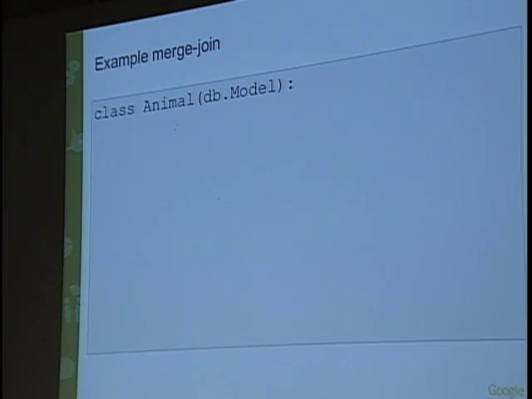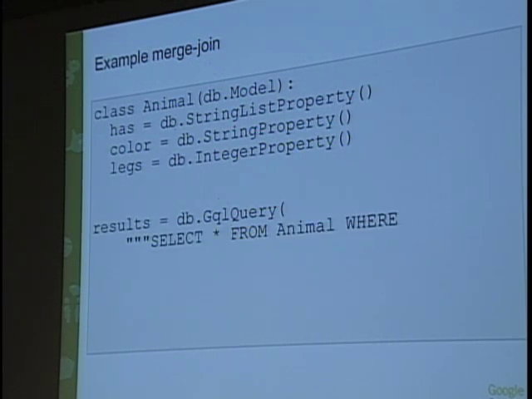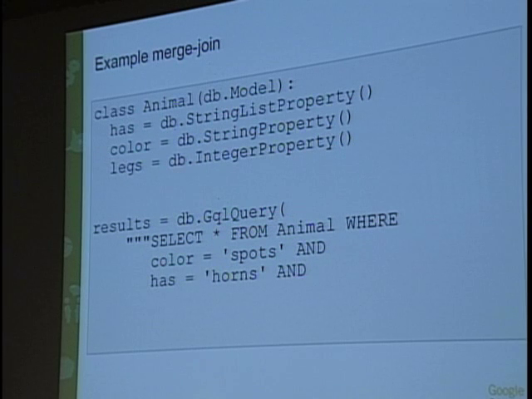So let's look at an example of our animals using merge join. We're going to create a has property, which is a string list property, a color, which is a simple plain property, legs, which is an integer value. And we're going to query everything from animal where color equals spots, it has horns, and legs equals 4. That's our query.